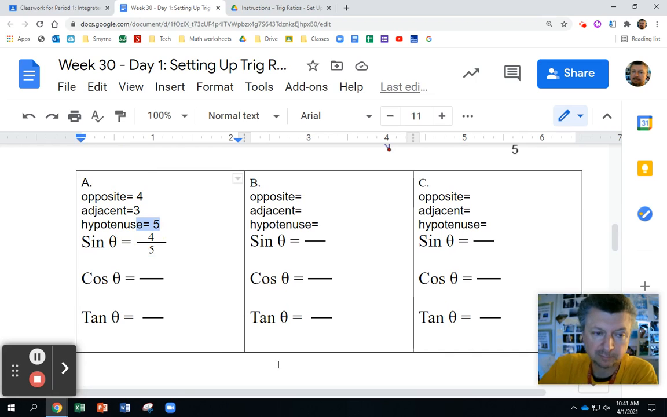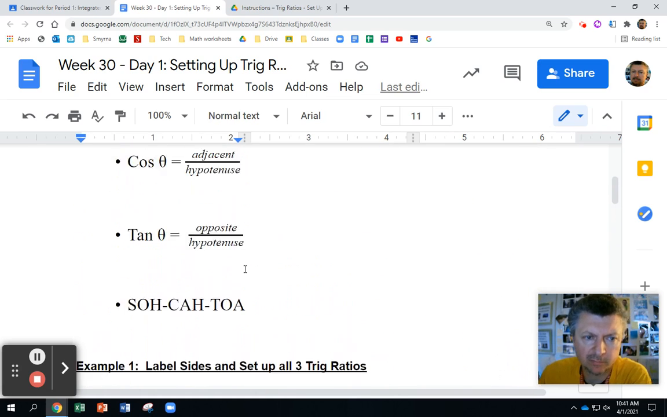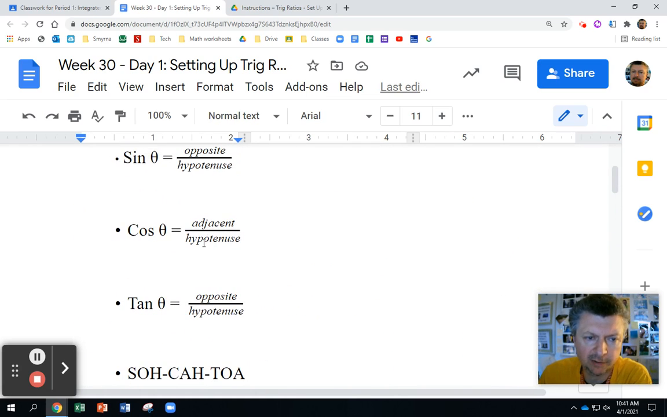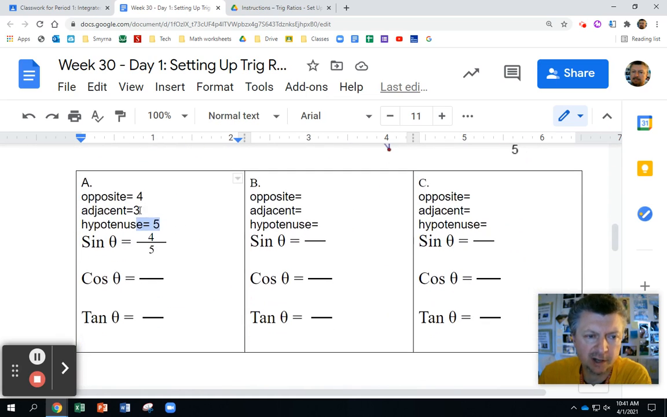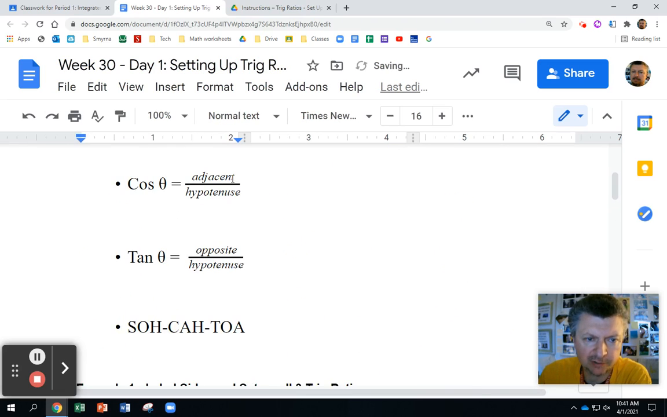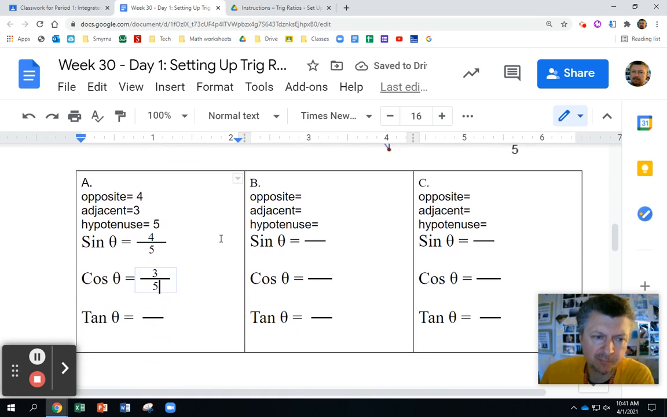That's it for that. Now we're going to do cosine of theta. Cosine is adjacent over hypotenuse. All right, so now I'm going to find the adjacent side. I already did that. It's 3. And the hypotenuse is 5, so I'm going to put that down here. Right, adjacent over hypotenuse. Okay.